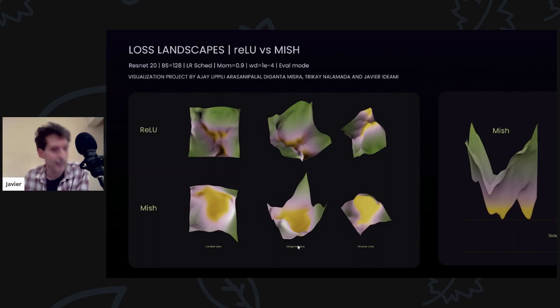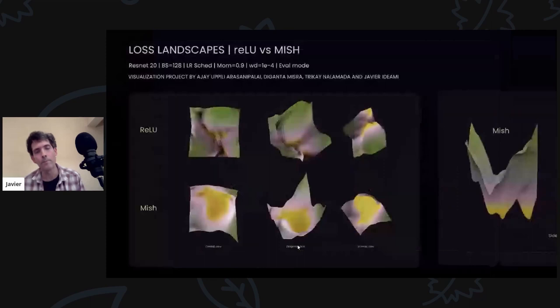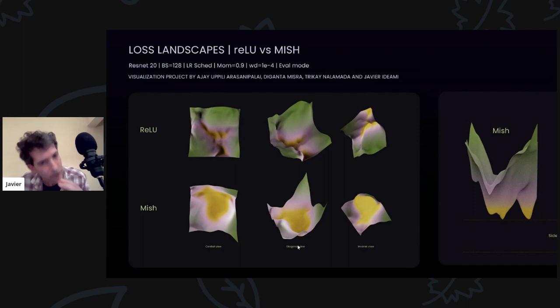So, you know, we're working with the team, specifically in this project with Ajay Uppili, Diganta Misra, Trikay Nalamada, comparing the loss landscape when using different activation functions. And in this case, for example, comparing ReLU and MISH, comparing the conditioning, the landscape of the MISH activation function is better conditioned, is more smooth. The landscape of ReLU has a rougher morphology, is less smooth as well.